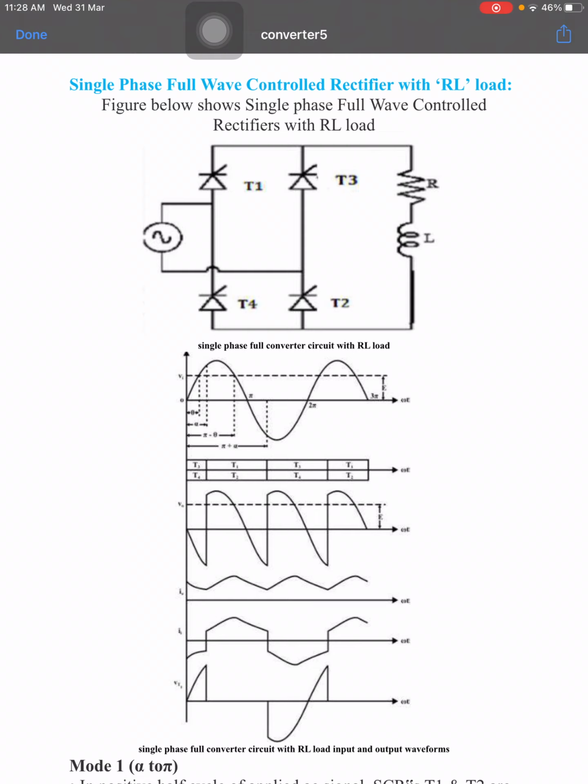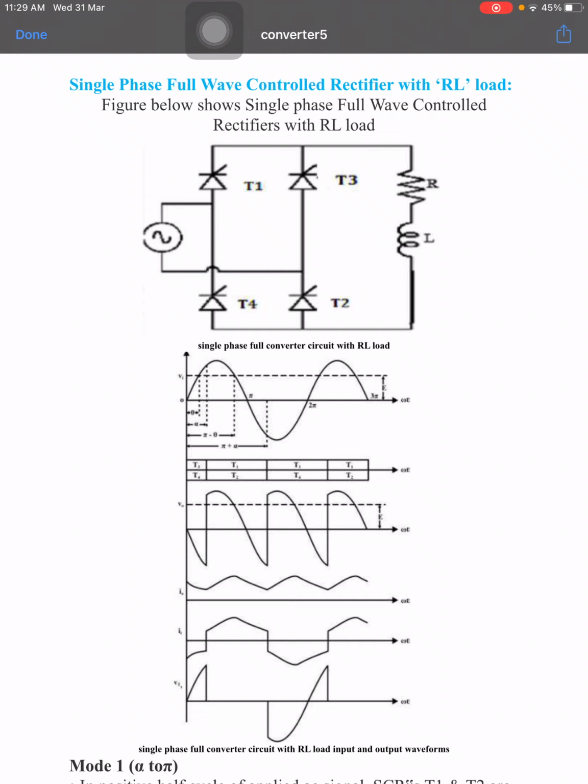Whatever the load you can consider, R, L, E or anything, but all the loads should be a series connection, and it is parallel to the thyristor and parallel to the input voltage also. R load is in series with the thyristors, R and L is also in series, R, L, E is also in series. The load should always be in series.